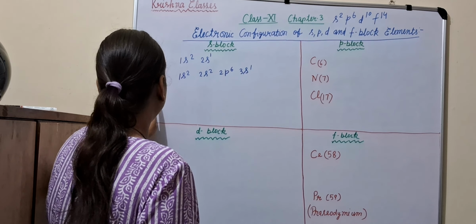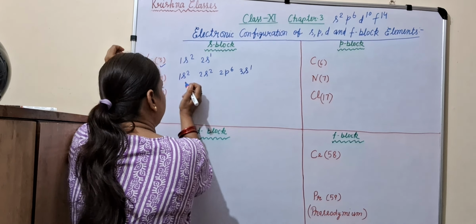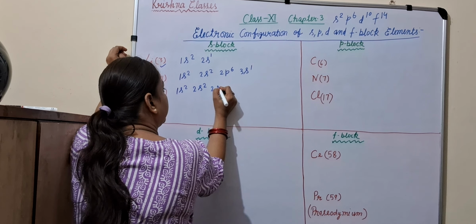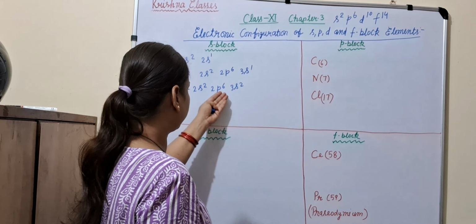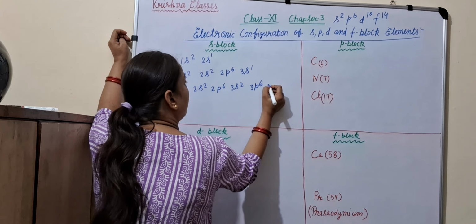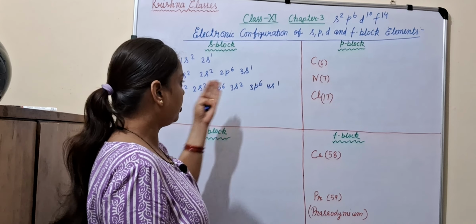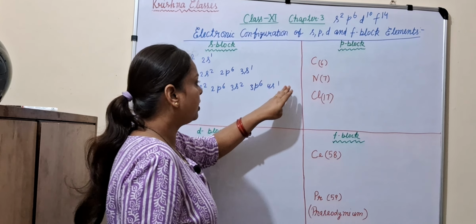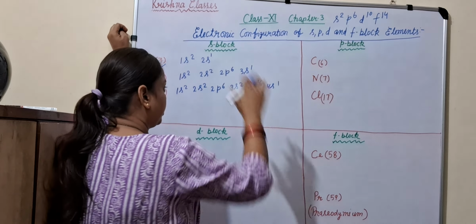Now come to the next, potassium. Atomic number is 19. Let's start the electronic configuration. 1s2, 2s2, 2p6, 3s2. Now check electrons: 2, 2, 4, 6, 10, 12. 3p6, 4s1. Let's check again: 2, 2, 4, 6, 10, 12, 18 and 19. So this is correct, and also this one and this one.